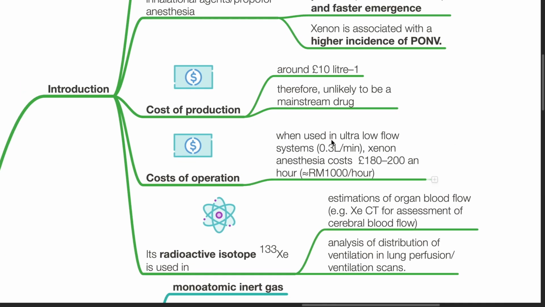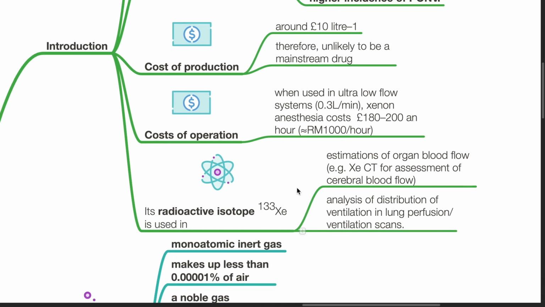Cost of operation. When used in ultra-low flow systems of 0.3 liters per minute, Xenon anesthesia costs 180 to 200 pounds per hour. The radioactive isotope of Xenon is used in estimations of organ blood flow, such as during Xenon CT for assessment of cerebral blood flow and analysis of distribution of ventilation in lung perfusion ventilation scans.